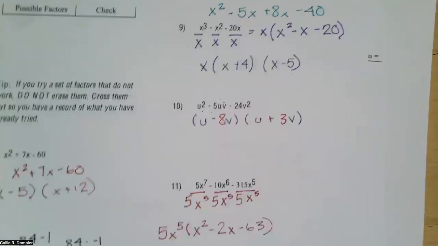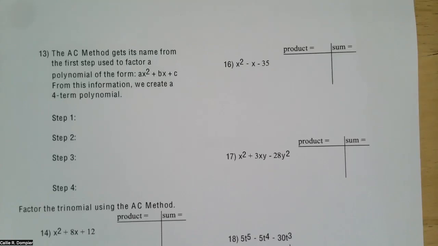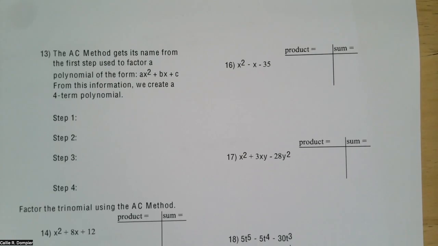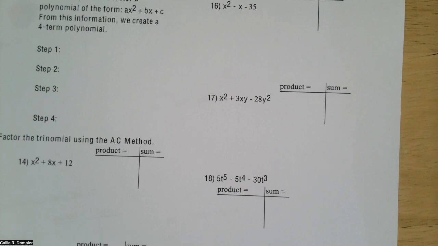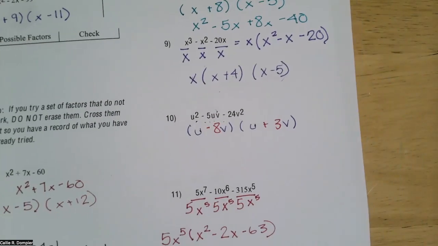Now, we're going to see a new method. The AC method is what it's called, okay? We're going to create a 4-term polynomial and factor it by grouping.